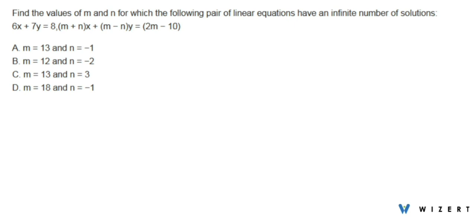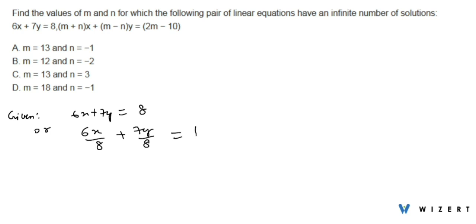Find the values of m and n for which the following pair of linear equations have an infinite number of solutions. The given equations are 6x plus 7y equal to 8, and this equation can also be written as 6x by 8 plus 7y by 8 equal to 1. So we are making the constant term 1 here. Let this be the first equation.